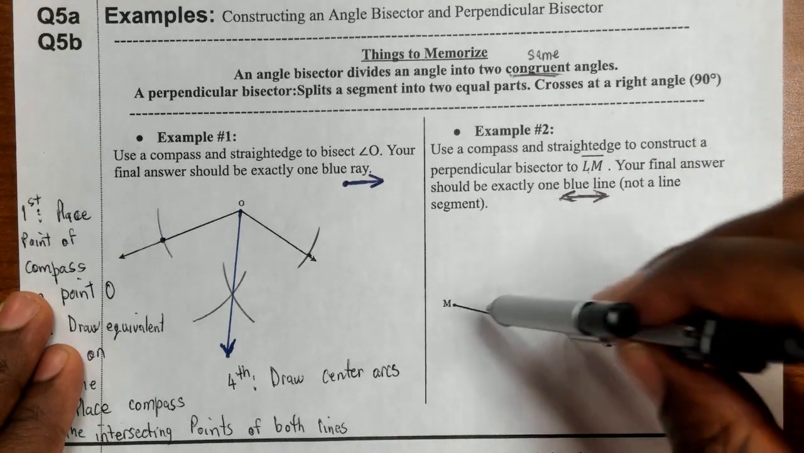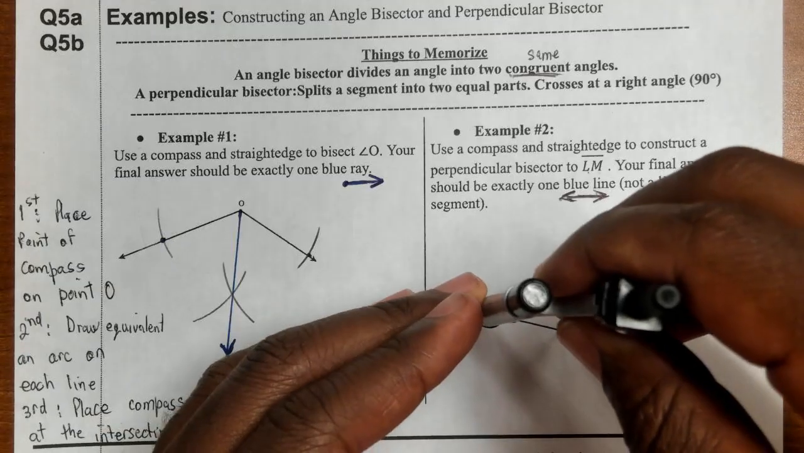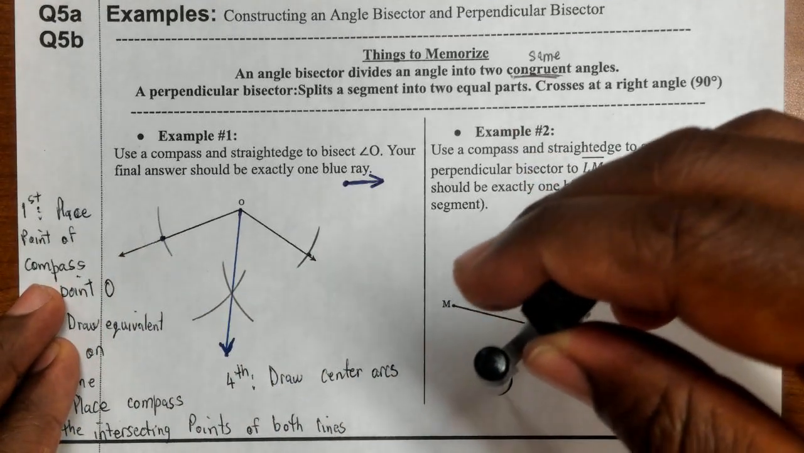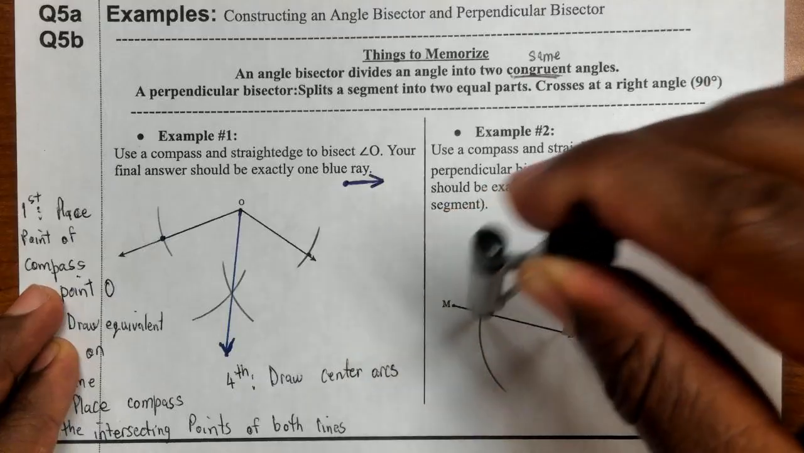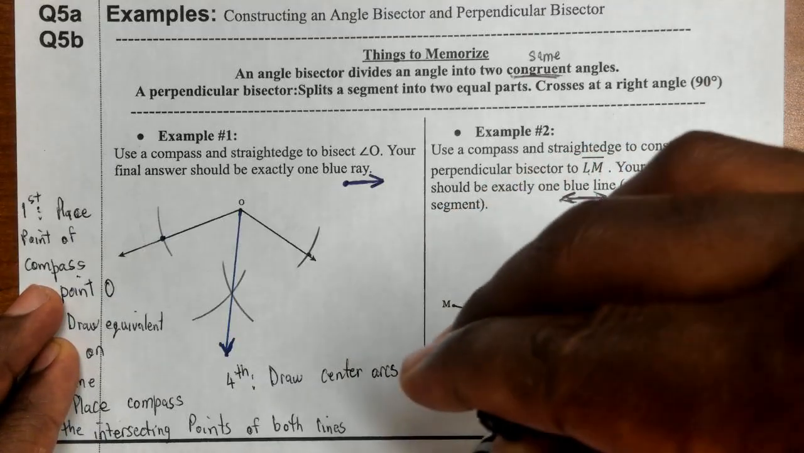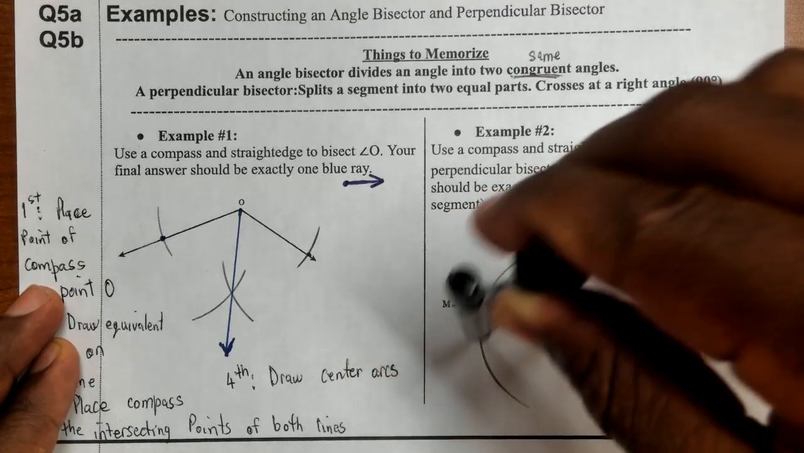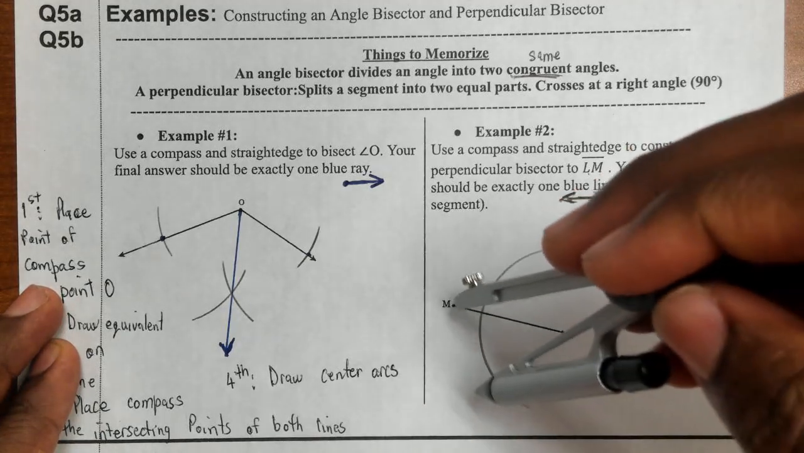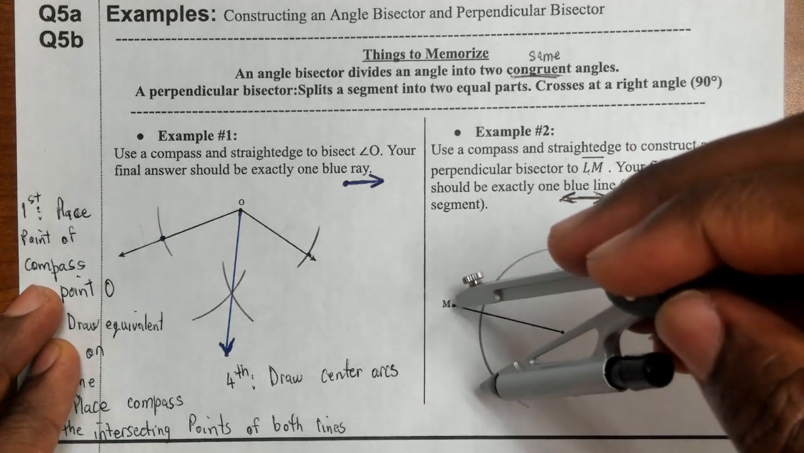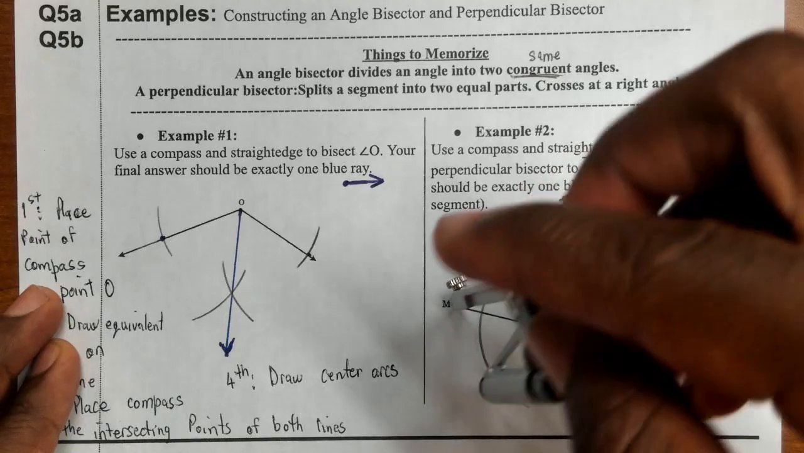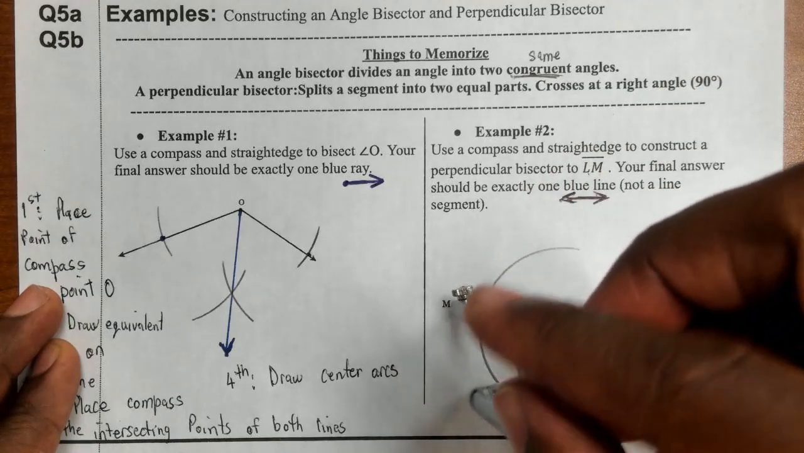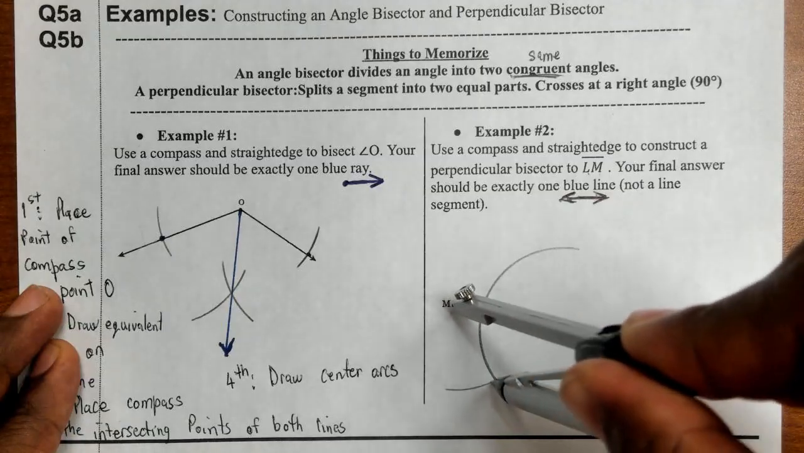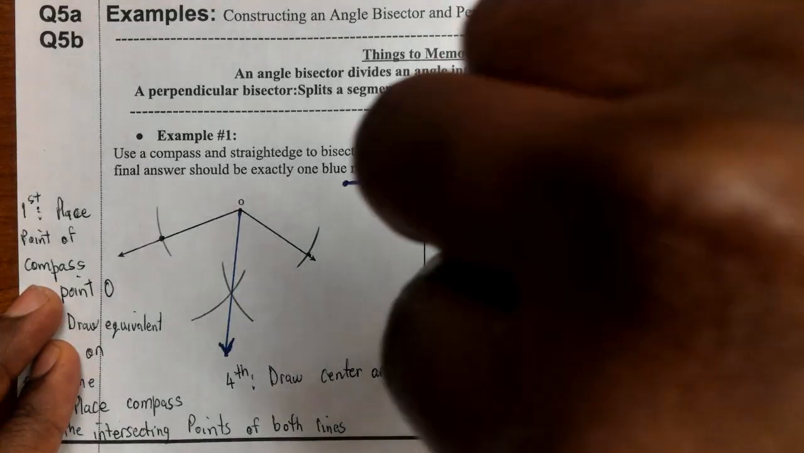And I'm going to extend my compass a little bit past the halfway point, and then draw a half circle that goes through that line, so a half circle around that line. Then I'm going to place my compass on the other side of my line with the same distance, and draw another half circle on the other side of that line.